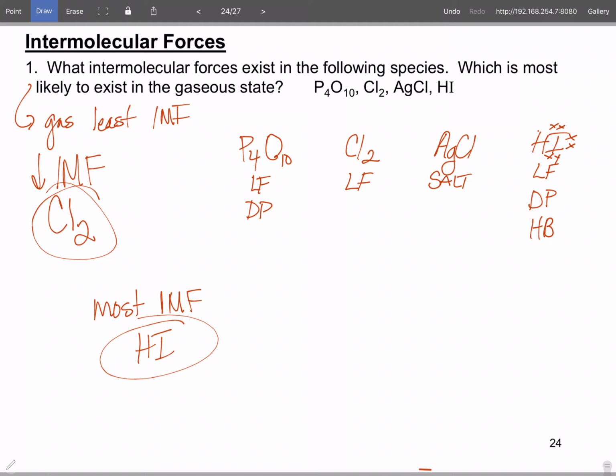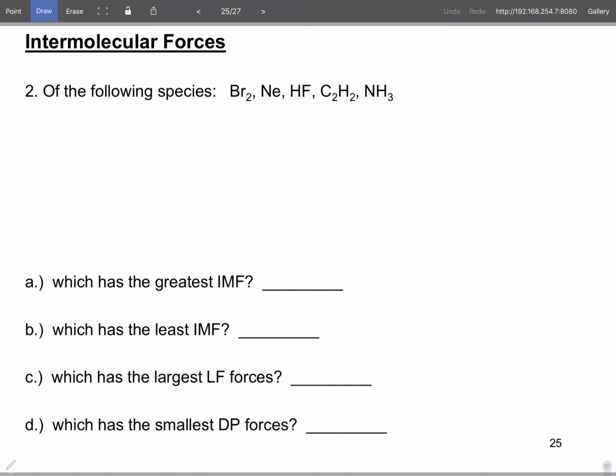Okay? So, here's another set of the following species: bromine, neon, hydrofluoric acid, acetylene, C2H2, and ammonia. Then the questions are, what has the greatest, least, largest intermolecular forces? Okay? All right. So here we go. We're going to line them up. Bromine, neon, HF, C2H2, and NH3. Okay?